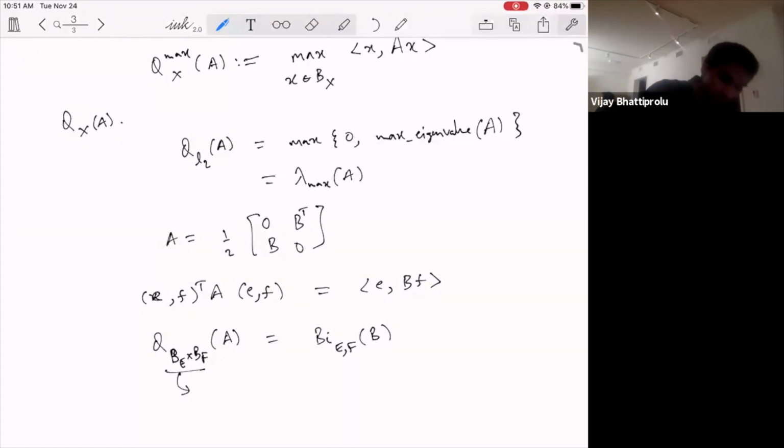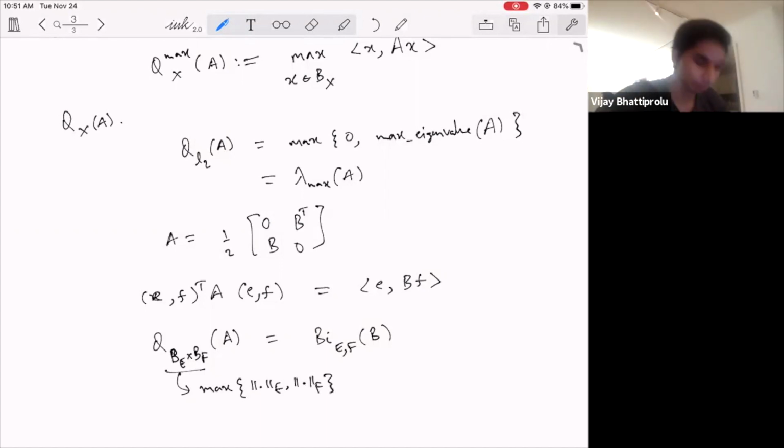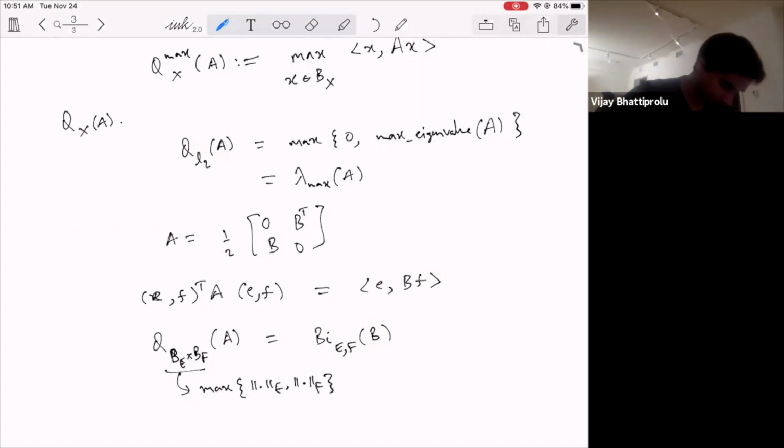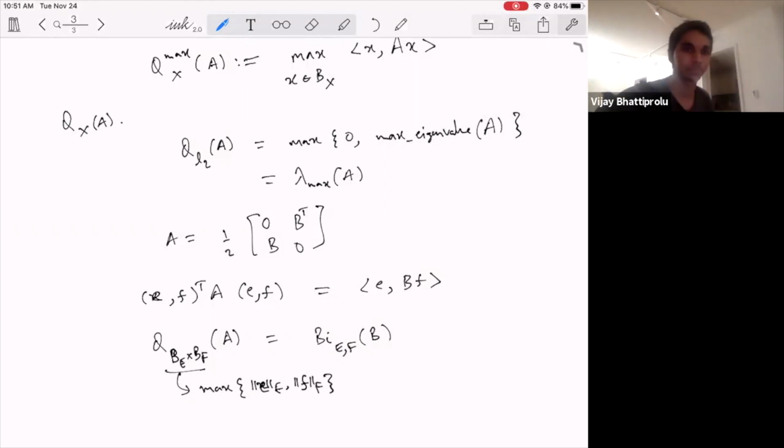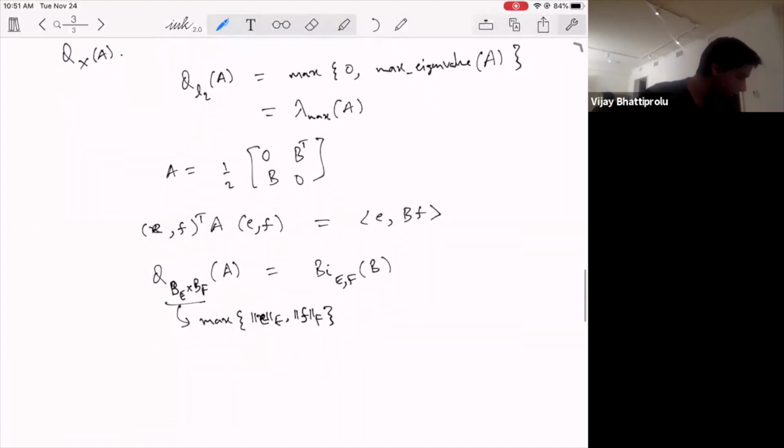The norm corresponding to the Cartesian product of two unit balls is simple. It's the maximum of the E norm and the F norm, so it's also a norm. It's the maximum, where the E norm is applied to the first part E and the F norm is applied to the second part F. Okay, right, so that's quadratic maximization.